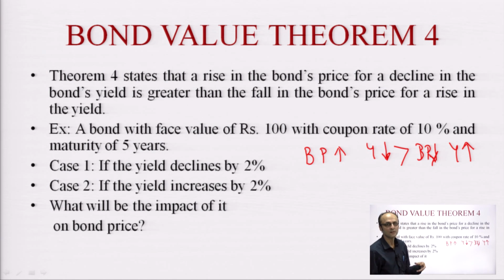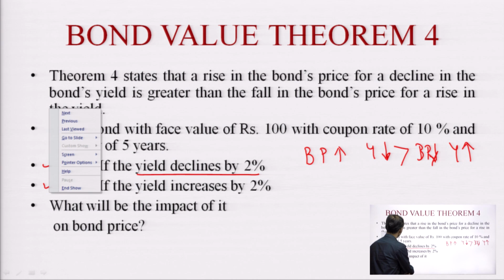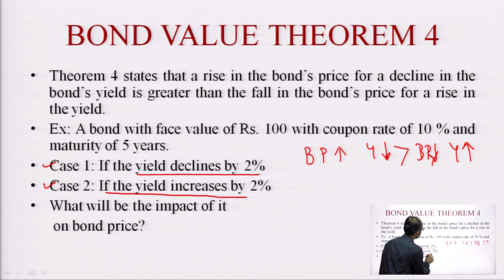How can we understand this relationship between the bond price and its yield, and how do the rates affect it? Now we can see here a bond with a face value of 100 with a coupon rate of 10% and a maturity of 5 years. These are the variables given in the question. Now we will take two cases to understand this concept, case 1 and case 2. In case 1, we will decrease the yield by 2%, and in case 2, we will increase the yield by 2%.